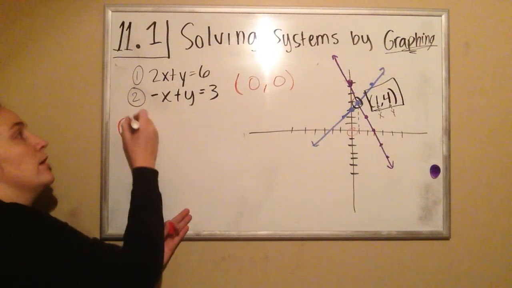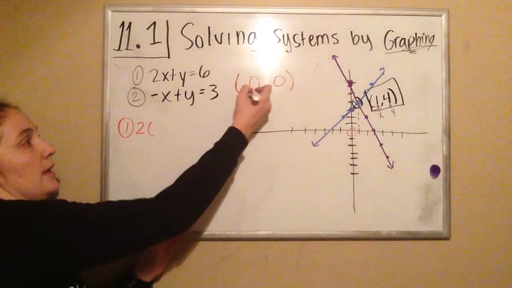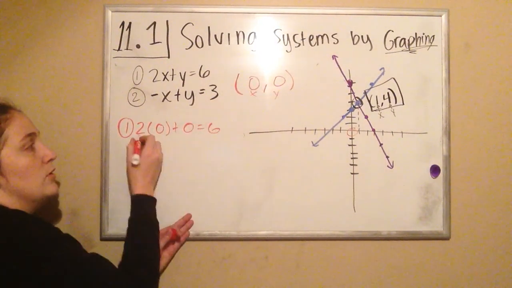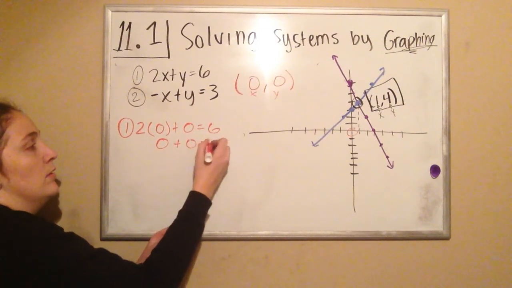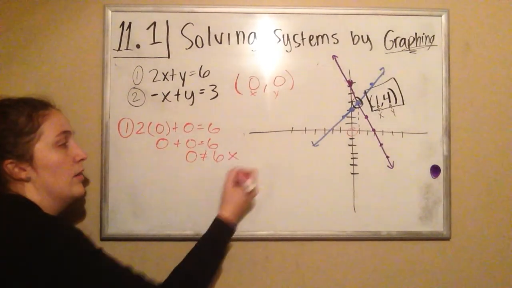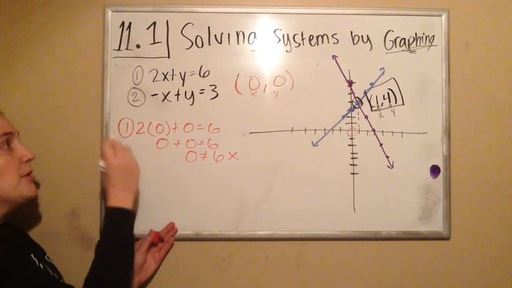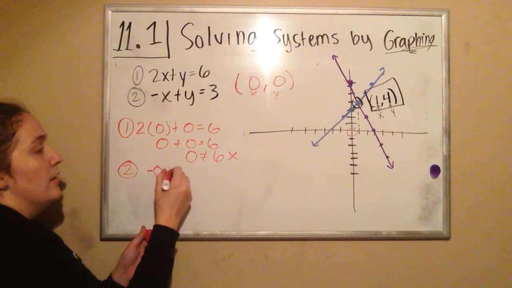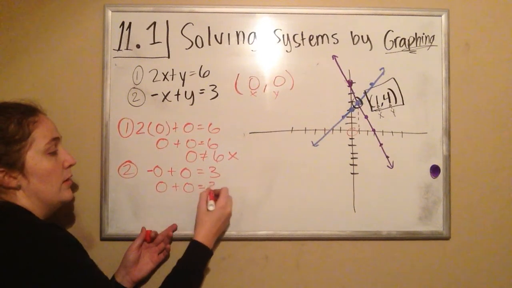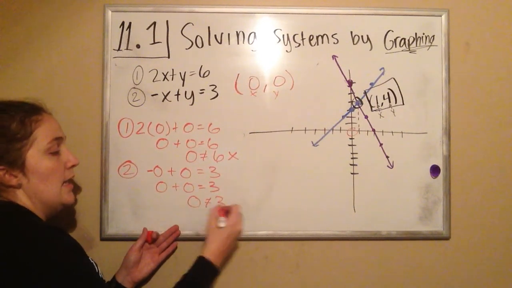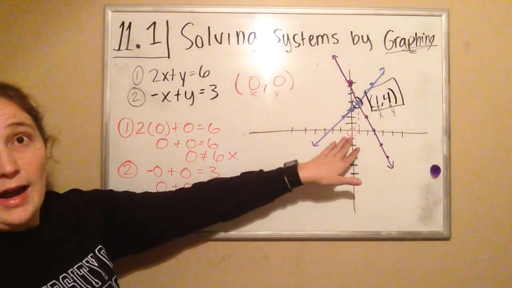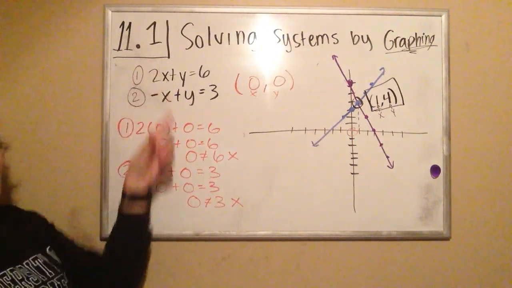So for number 1, we get 2. Remember, I'm plugging in 0 for both variables. 2 times 0 is 0. 0 does not equal 6. That doesn't work. Okay, let's try the next one. It should not be a solution of either of these. Negative 0 plus 0 equals 3. 0 plus 0 equals 3. 0 equals 3. It does not equal 3. That does not work. So those are both no good, and that's what it shows in our graph. That is not a solution of either equation.